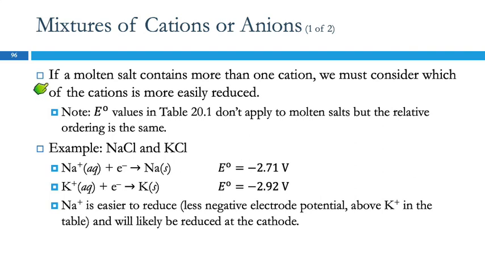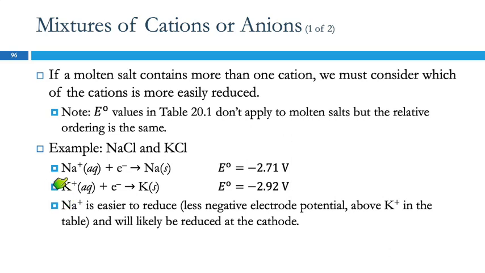If our molten salt has more than one cation or more than one anion, then we have to think about which of the cations is more easily reduced. And this is an important note. Those standard potentials in the table are not correct for molten salts. So you can't use the number, but the relative order is correct. So you can still look at that table and see which one of these would be reduced more easily.